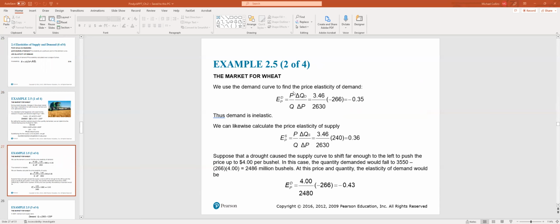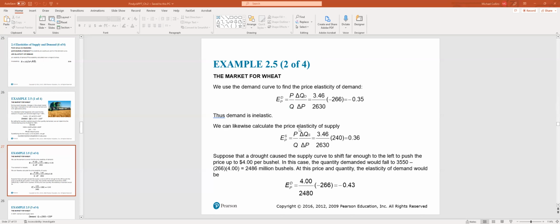Market for wheat, we can use the demand curve to find price elasticity of demand. So it's just saying here the 3.46 divided by 2630 minus 266 equals negative 0.35. Thus, the demand is inelastic. Easy rule of thumb here, guys: if we calculate elasticity to be less than 1, it is inelastic.